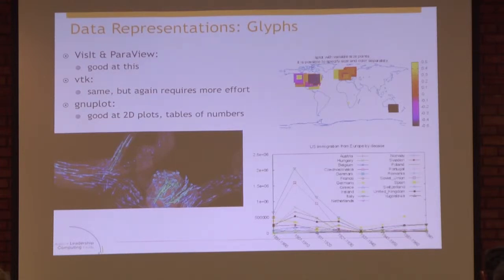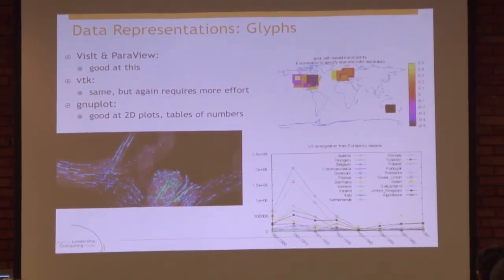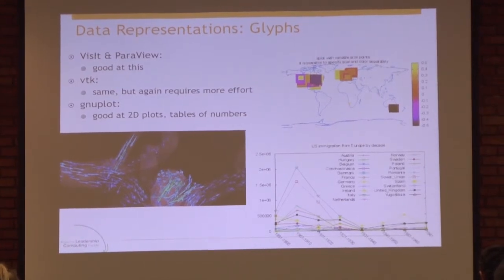There's just a couple more examples of that. VisIt and ParaView are good tools for doing this. VTK is similar, but again, it requires more effort. Xmgrace, I didn't mention a lot about, but it's more of a command line driven tool, and it's also good for that. It's good at more 2D and table type plots. Like this little line graph on the bottom, you see each of the vertices, all the little shapes that are used for each point are considered glyphs. You use that to help distinguish them from each other.